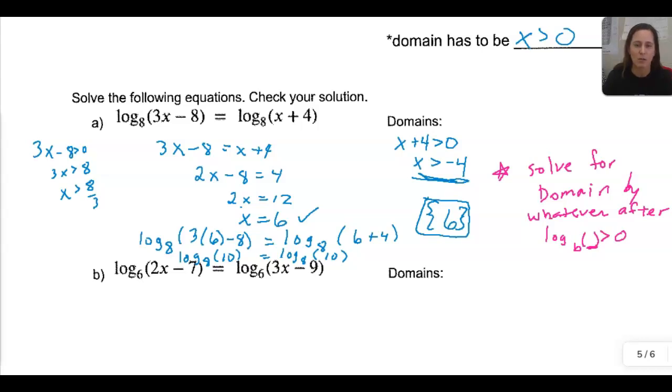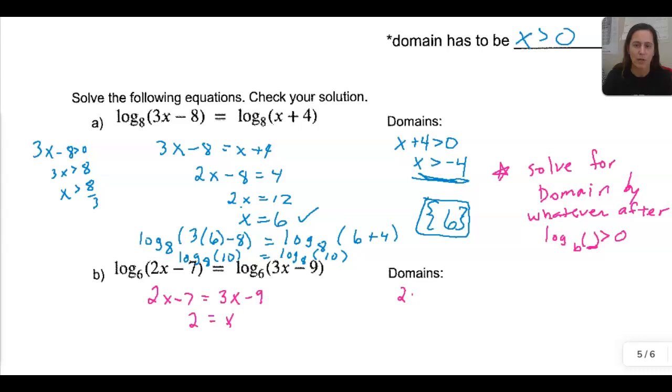We have the same log base 6, so that's good. So now we can set 2x minus 7 is equal to 3x minus 9. We can solve for x, subtract the 2x to get x. We can add the 9 to get 2, so 2 is equal to x, but we have to check to make sure that falls within our domain.